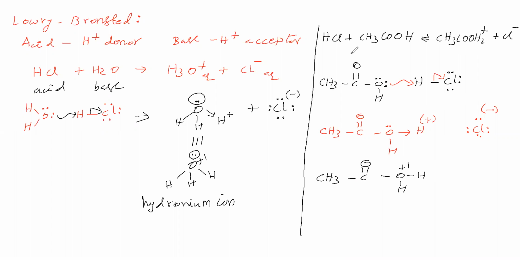This is what we have written as CH3COOH2 plus, and this Cl minus we have written. Now HCl is donating H plus to acetic acid, therefore HCl is an acid. Acetic acid takes H plus from HCl, therefore it is a base. Now understand that here acetic acid is a base, because base means that which accepts H plus, and acid means that which donates H plus. Okay, next we will take HCl and we are taking benzene.